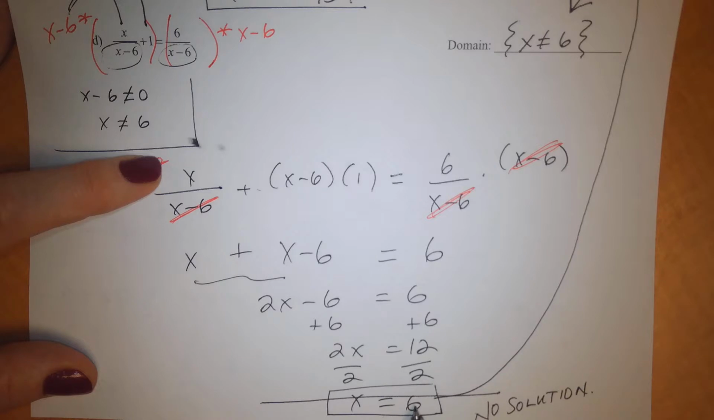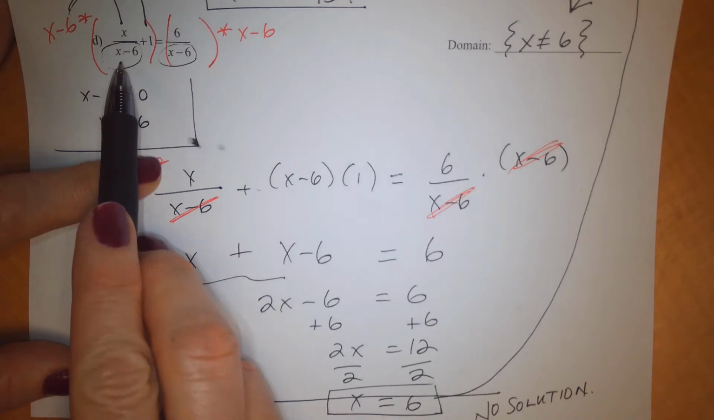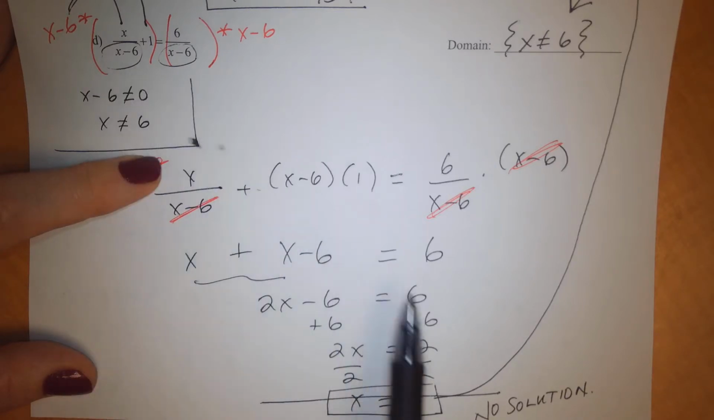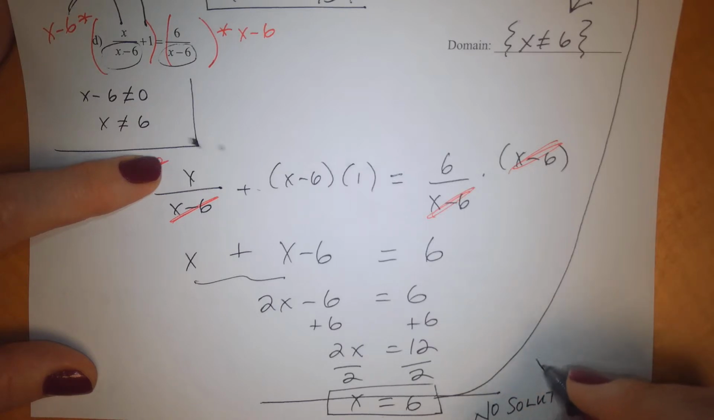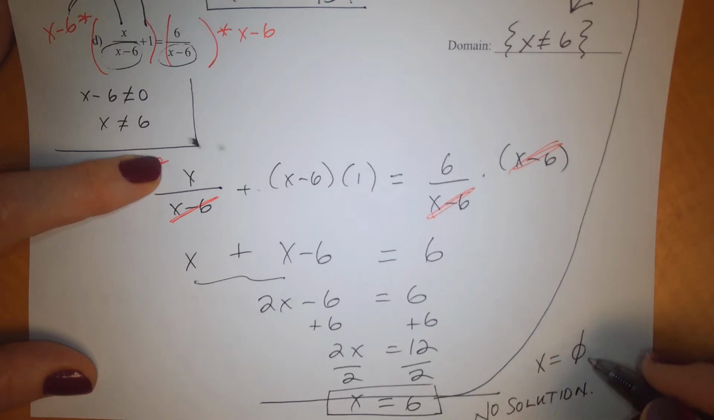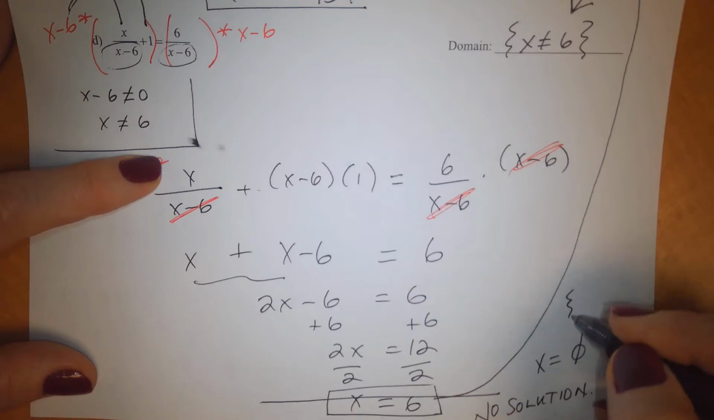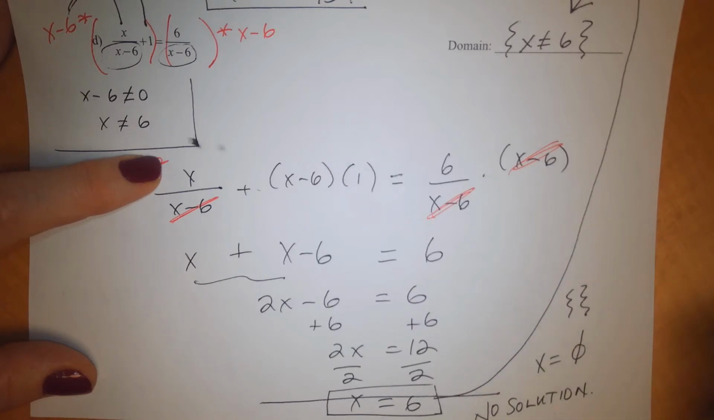Because if 6 was the only possible solution, but it made my denominator 0, that means there is no possible solution overall. So we would say either no solution, or you can say x is the empty set, meaning it's a set of solutions with nothing inside of it. Or you could even describe it as the curly brackets with nothing inside, meaning there's no solution. So there's a few different ways you can express that.